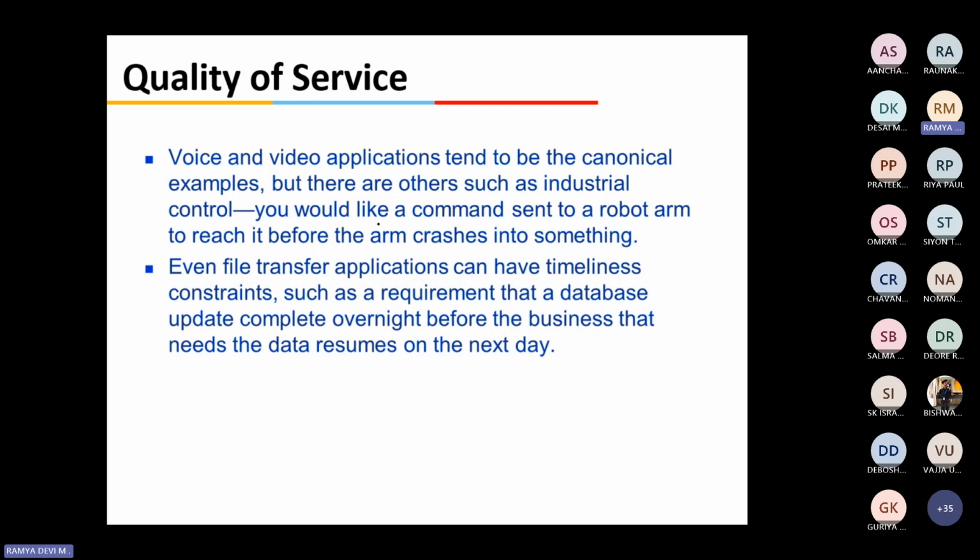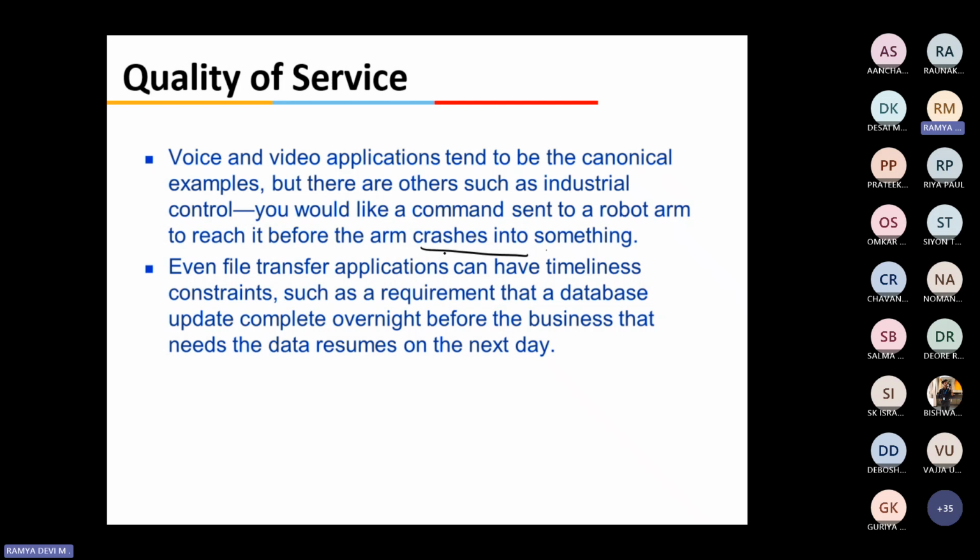Imagine you have a robotic arm. If a command is given to stop or change the movement, and that is being delayed, what will happen? The arm will crash into machinery, or even damage certain systems, right? So even a fraction of delay will cause a bigger problem.